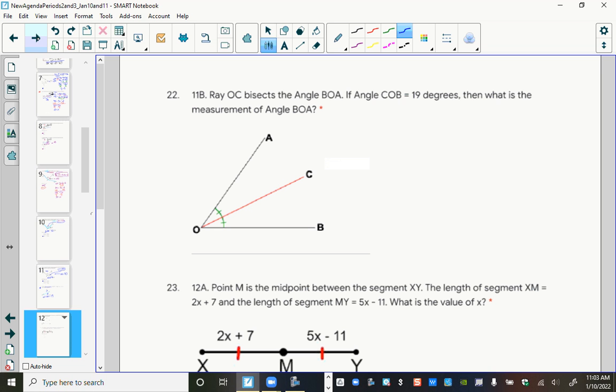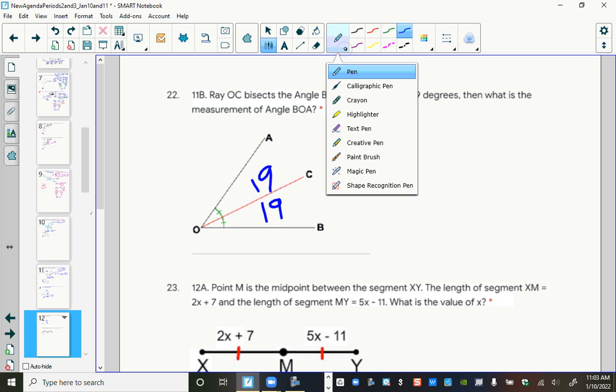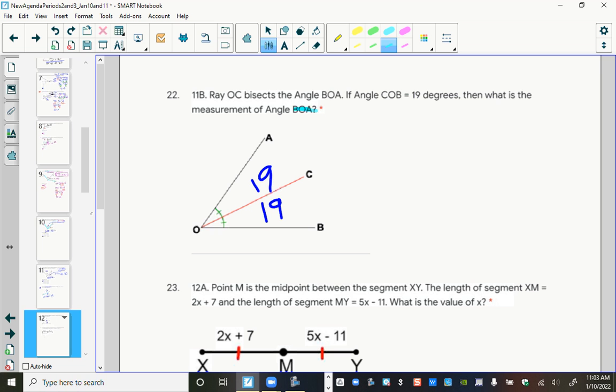All right, so we said both sides were 19. The grand total, because BOA, is going to be 38. Again, use your highlighter. The highlighter is going to tell us exactly what we need. So angle BOA is going to be 38. That's right. That's what you do.